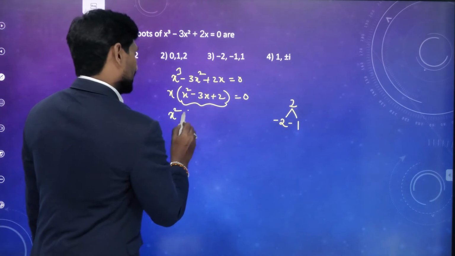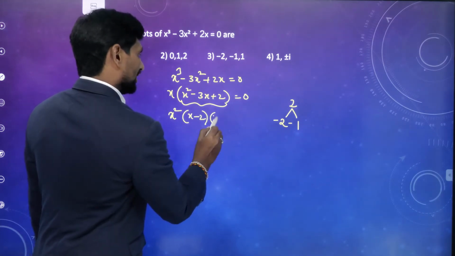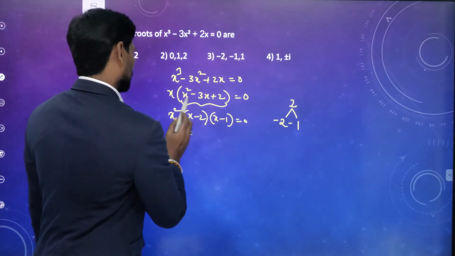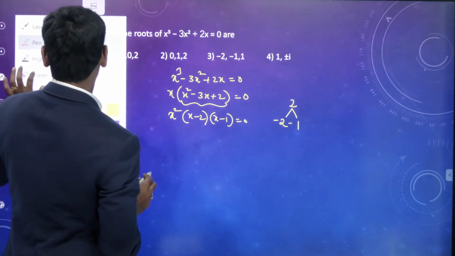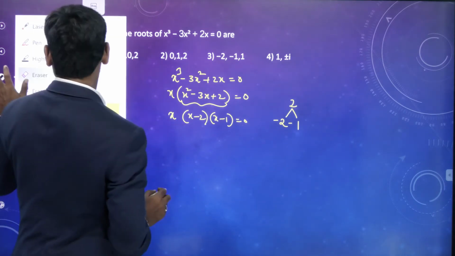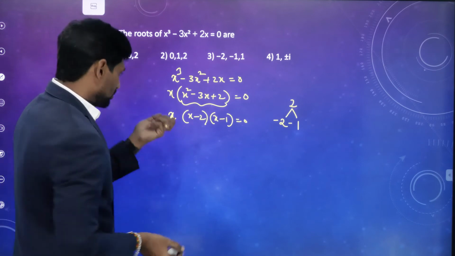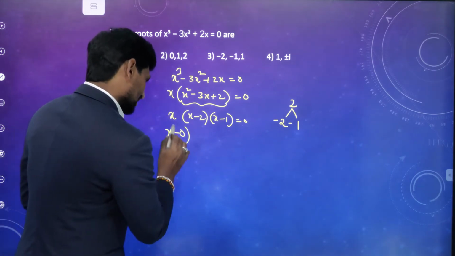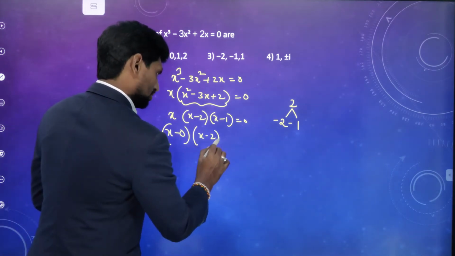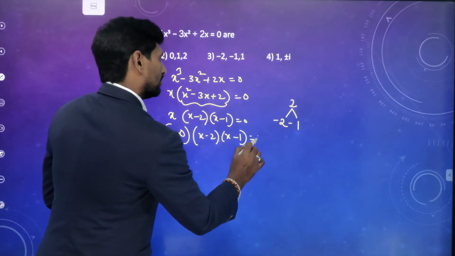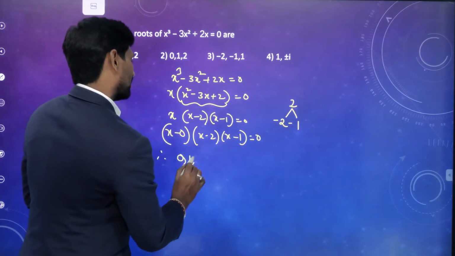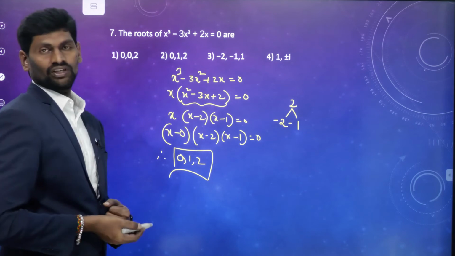So simply this one I can write x minus 2 into x minus 1. Okay, so this x I can write x minus 0, x minus 2, x minus 1 equal to 0. Therefore 0, 1, 2 are roots of the given polynomial.